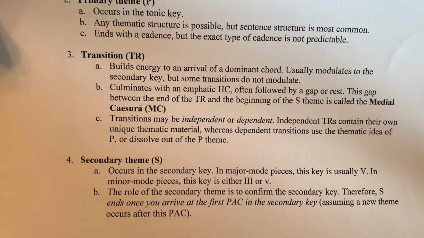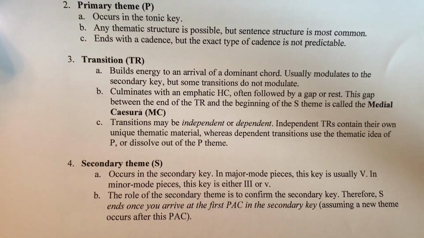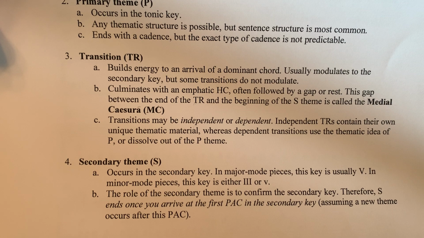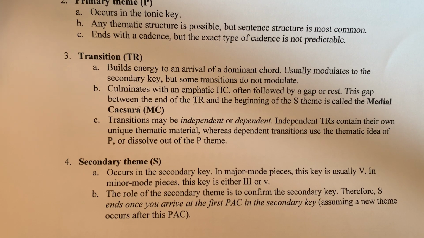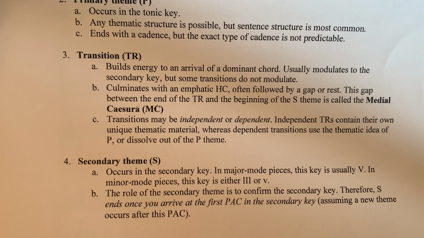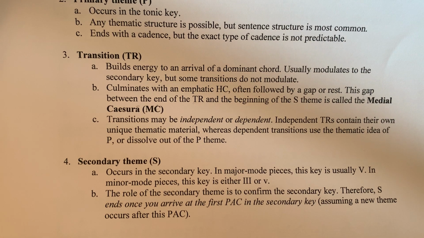Now, of course, very important, the secondary theme occurs in the secondary key. If you're in a major mode piece, it's the same key relationships as in rounded binary. If it's a major mode piece, the key is usually 5, but if it's a minor mode piece, the key of the secondary theme will be 3, the relative major, or sometimes the minor 5.